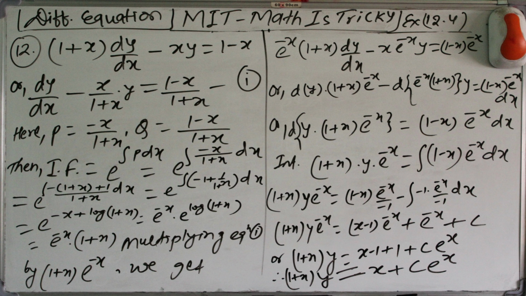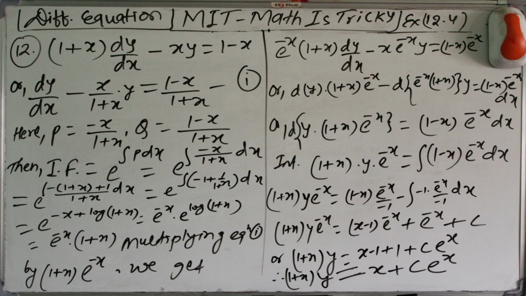As I told you, the left hand side will always be changed to the derivative of y into the integrating factor. So let's integrate both sides with respect to x. Integrating both sides, we get y into 1 plus x into e power minus x on the left hand side, which equals the integration of 1 minus x into e power minus x dx. Now we have to use integration by parts on the right hand side.